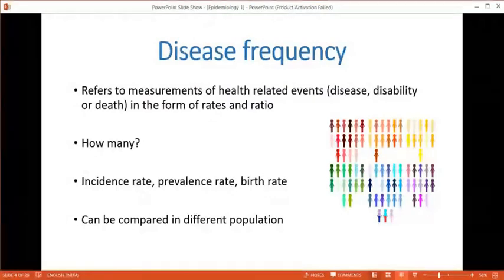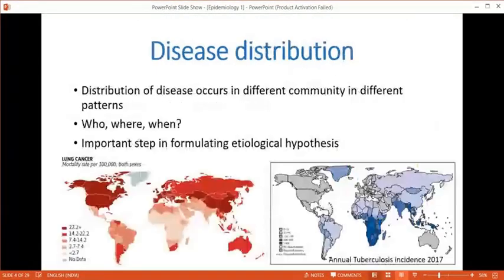And why do we need to know? It can be different in different people, different populations. So it will be helpful to find out what the distribution is among the different groups. So the next is the disease distribution. In the disease distribution, we want to know how it is in each community, how it is distributed, who has more, where it is more, and when it happened. Was it the same in each year, or was it different in 1940 and different in 2000, and what is it going to be after 5 or 10 years?